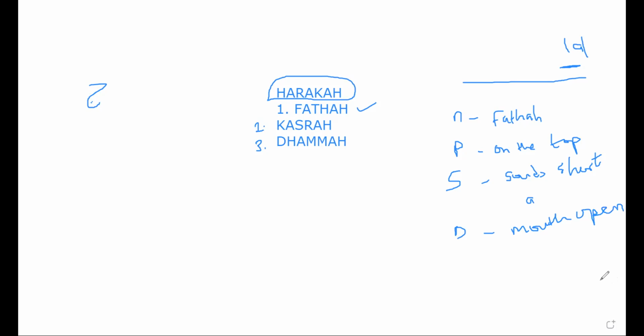So these are the things you need to know about the first haraka. The first haraka, the name is Fathah. P stands for position, which is on the top. And the sound is short A. And what happens to the mouth? Mouth open. Wide open. Description.